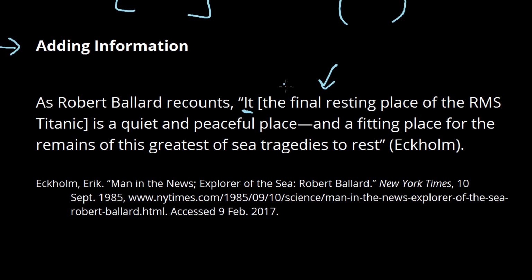The truth is, though, that often you can do without the square brackets just by rejigging the quotation a little bit. What you could do in this case is start just a little bit later in the quotation. If you get rid of "it" here and the square brackets and the quotation marks, get rid of this final square bracket as well, and then just start your quotation after this explanation. So now it would read, as Robert Ballard recounts, the final resting place of the Titanic, quote, "is," and so on.